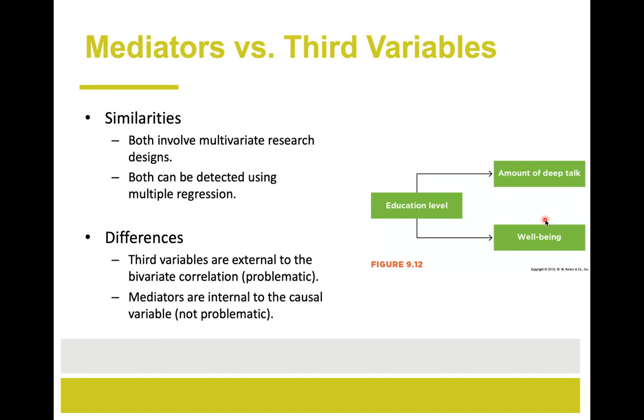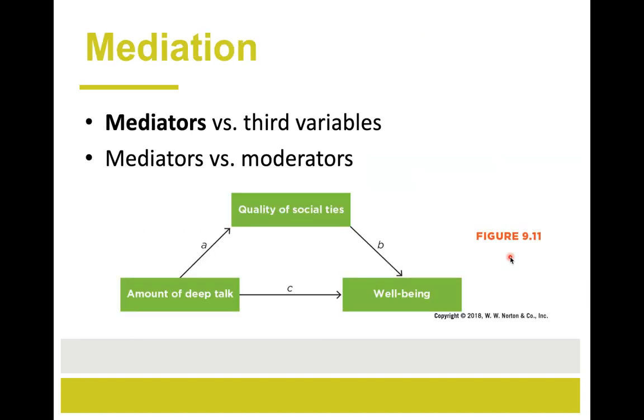The relationship between deep talk and well being is just a figment of statistics. Deep talk in reality has nothing to do with well being. They just both happen to be related to level of education. In our mediation example, deep talk does matter, right? Deep talk matters. It's just that deep talk is really a function of a larger variable, which is social ties. And social ties is doing the work, right? Social ties means that you have more deep talk.